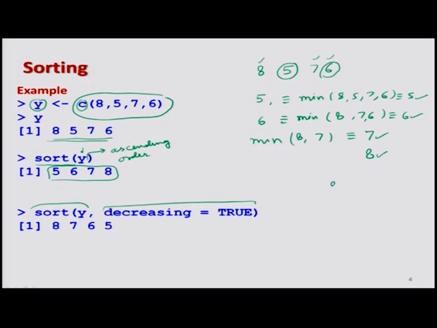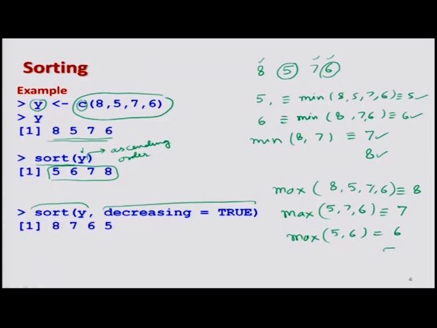It will take these values 8, 5, 7 and 6, and first it will find the maximum, which here is 8. Then out of the remaining values 5, 7 and 6, it will find the maximum value, and this comes out to be 7. Then from the remaining values 5 and 6, it finds the maximum, which is 6, and the remaining value is now 5. So, the sequence in decreasing order becomes 8, 7, 6 and 5, which is denoted here.